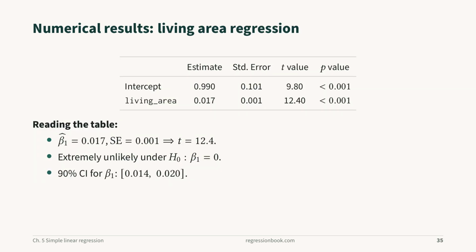Here is the numerical table for the living area regression. Intercept 0.990, standard error 0.101, t nearly 10. Slope 0.017, standard error 0.001, t about 12.4. Both p-values are far below 1 in 1,000. A t of 12 means the estimate sits 12 standard errors from 0. Essentially impossible under the no association null.